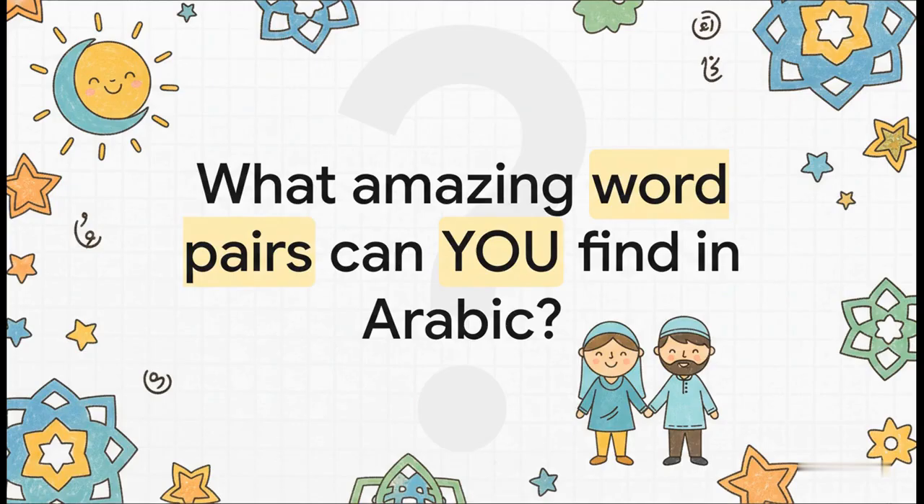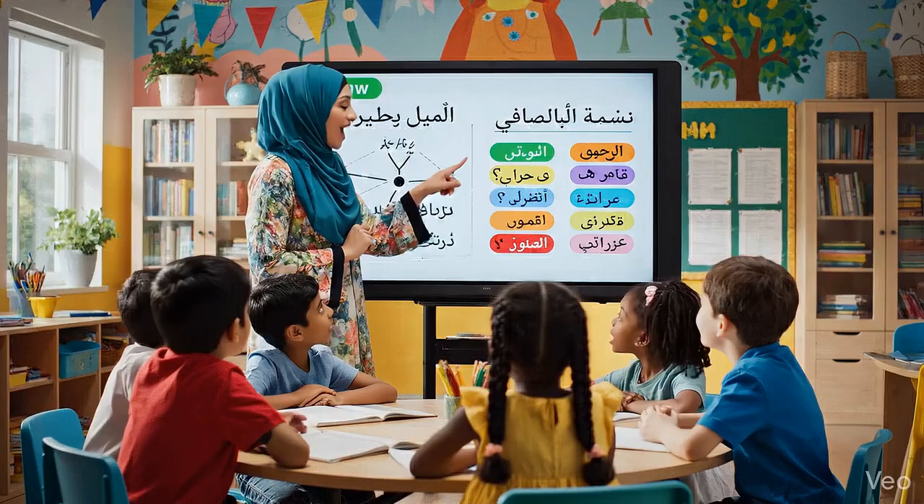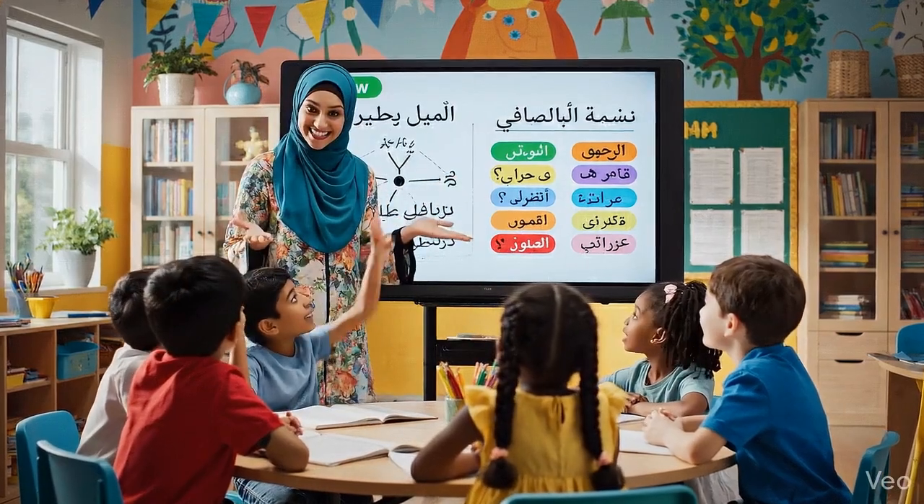But you know what? There are so many more of these secret code words hiding in Arabic, just waiting to be discovered. So now, I've got a challenge for you. What amazing word pairs can you find? I bet you can find some incredible ones. Keep building and keep exploring. It is the Dhamma. Excellent.